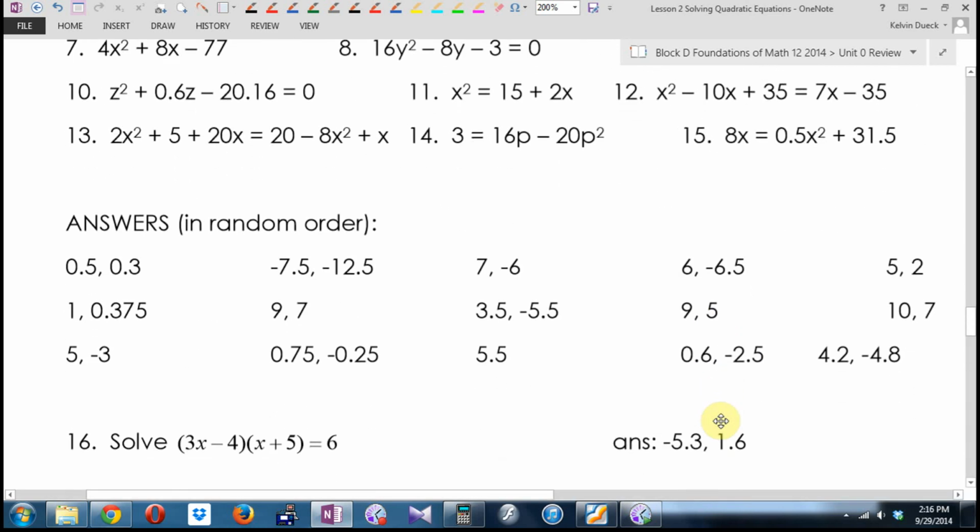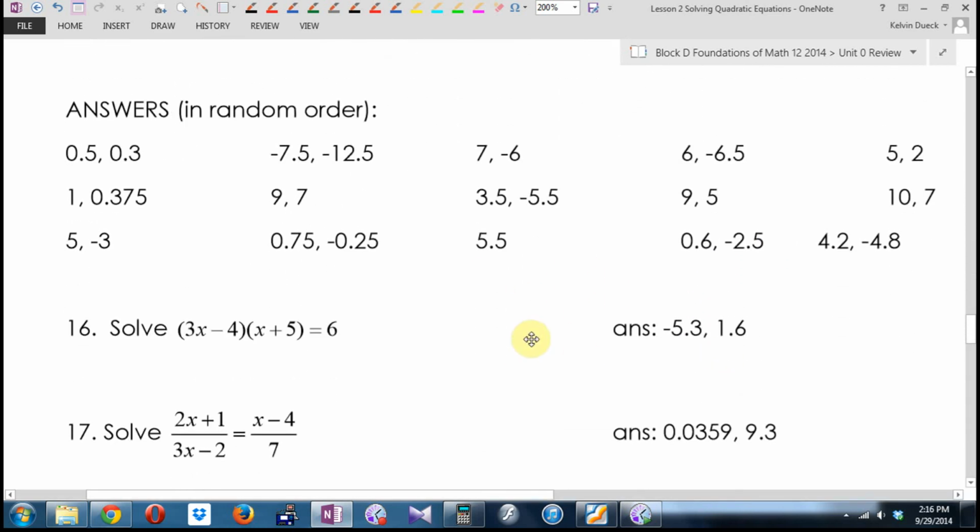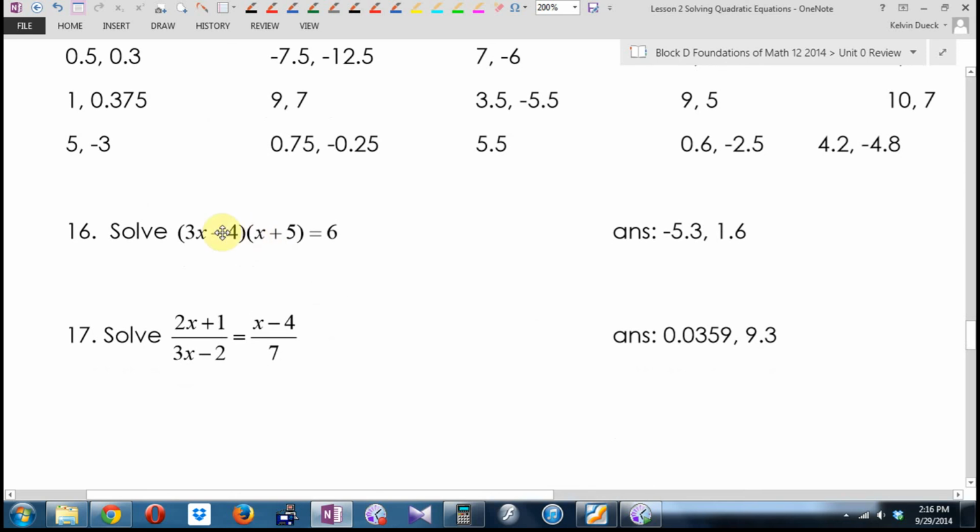I believe these are the answers scrambled. And then these last ones here, 16 and 17. 16 I did an example of. 17 I have not done an example of. Your hint is cross multiply. Otherwise, I'll talk about 17 next class. And again, for all of these, I've given you the answers, or you can always check your answer on the graphing calculator, but you need to know how to do this by hand. Any questions at all? So I'm going to shut up.